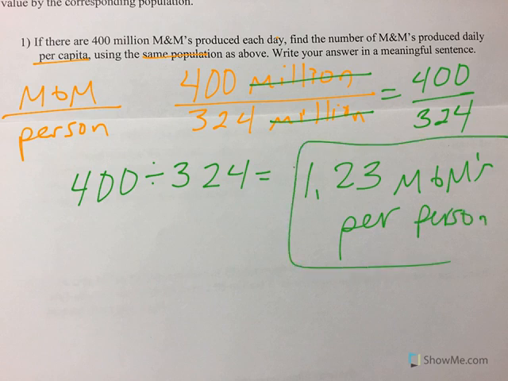So slightly more M&Ms produced, I should say they produce double the amount of M&Ms, but in terms of per person, if you're not eating one M&M a day, you are not eating your allotment.